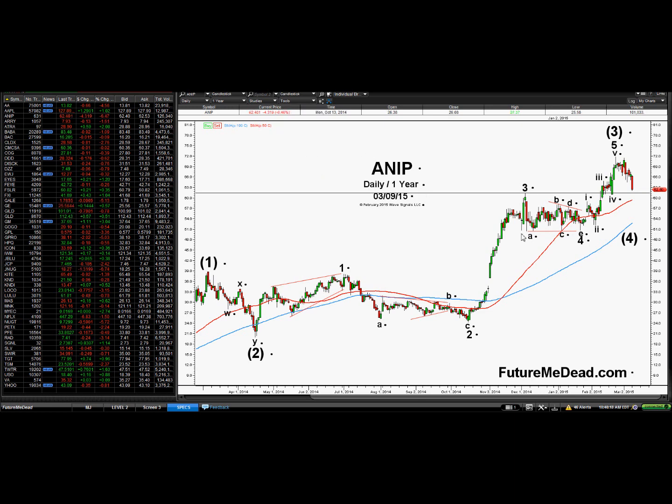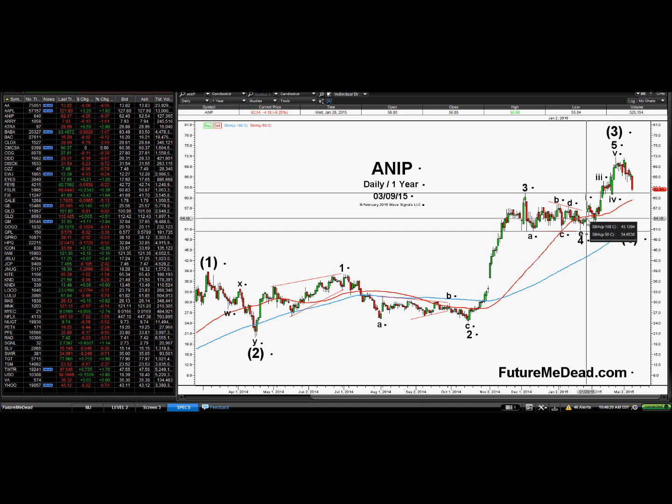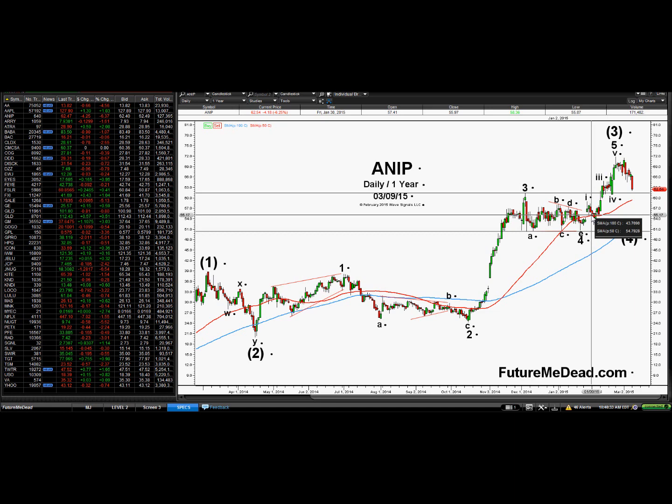Let me drop in another guideline. But like I said, the apex of the triangle, A, B, C, D, E, looks to be about, if I eyeball this, let's call it 55. 55 or so. That would be the middle of this consolidation here, and that would also provide support.